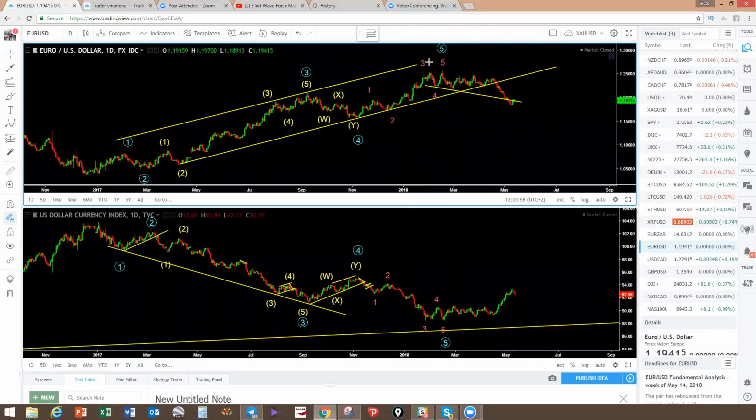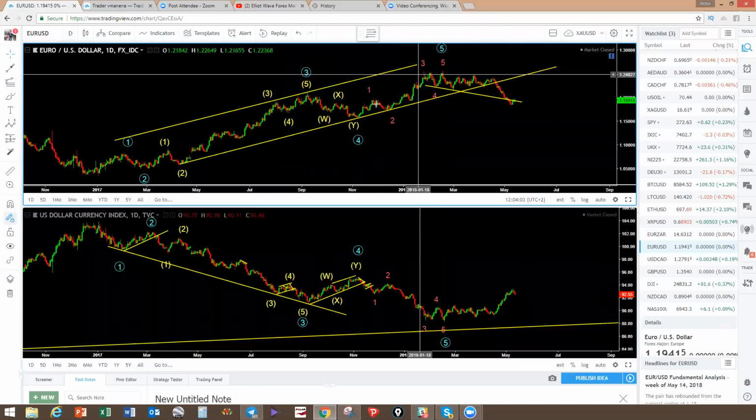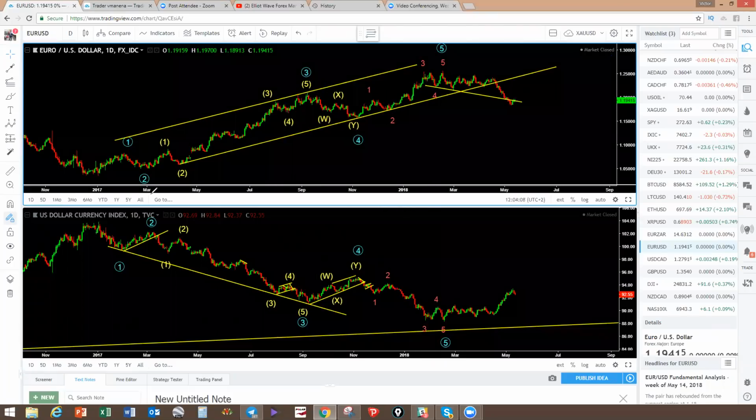Right. Okay, so let's get started with the business of the day. As always, we're going to start with the correlation between Euro US dollar and the dollar index. I've got the daily chart there, and this is purely to show you the higher degree and what we're looking at and what we looked at previously.